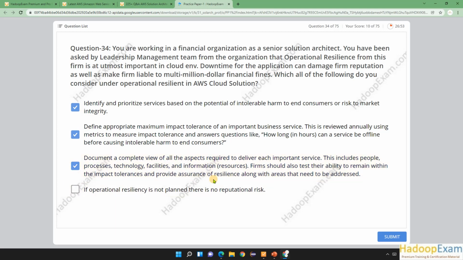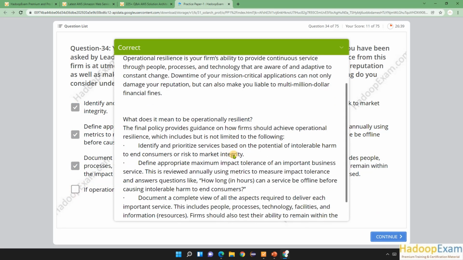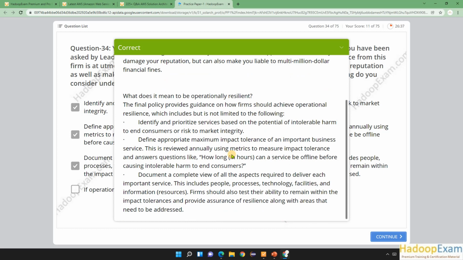I'd say the option "if operational resiliency is not planned, there is no reputational risk" is obviously not valid once you have knowledge of this concept. Correct, this line does not make any sense. So let me submit this answer, and this is the correct answer, and a similar explanation is provided here.